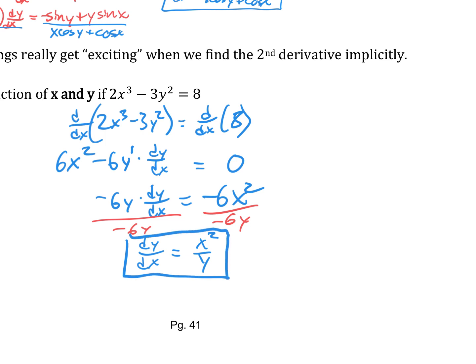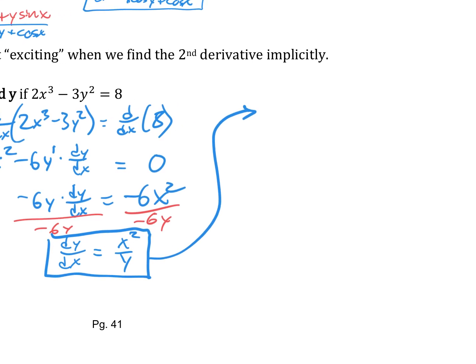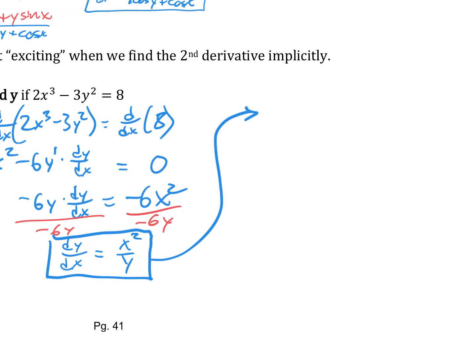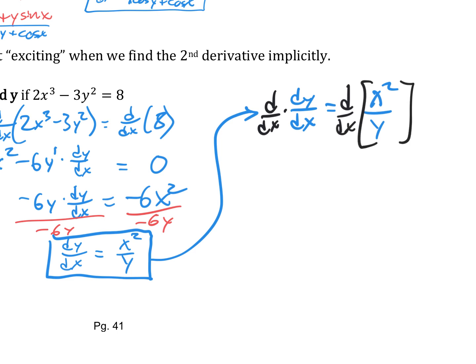That's part way there. Now to find the second derivative, we need to take the derivative of the derivative. So we're going to take dy/dx on the left, and take the derivative of that. We're going to take the right side, x squared over y, and take the derivative of that. Well, the derivative of the derivative on the left is the second derivative, which we write as d squared y over dx squared. Means the second derivative.